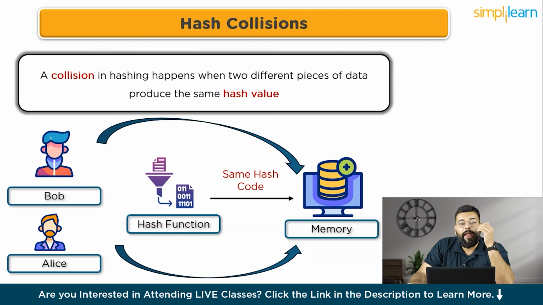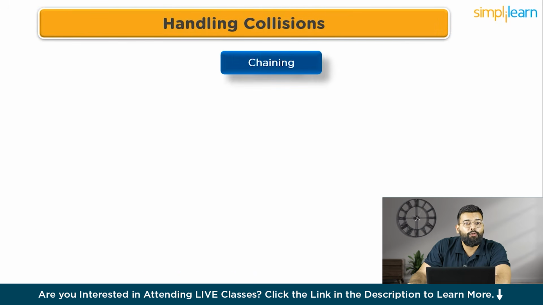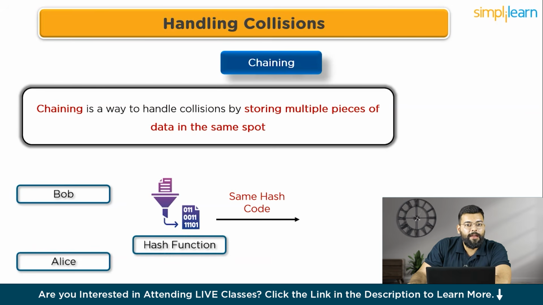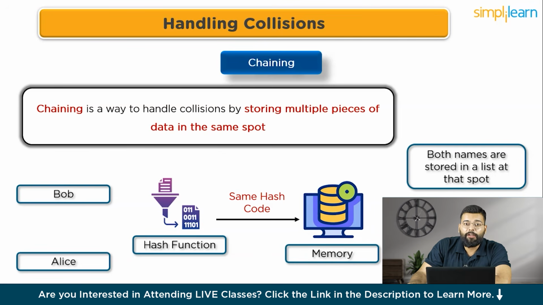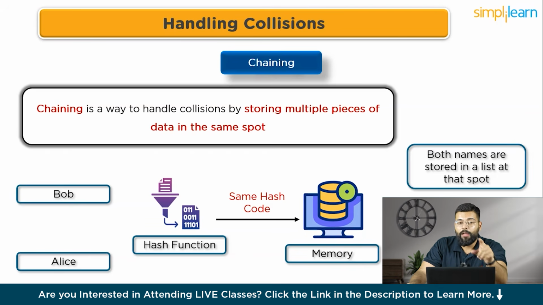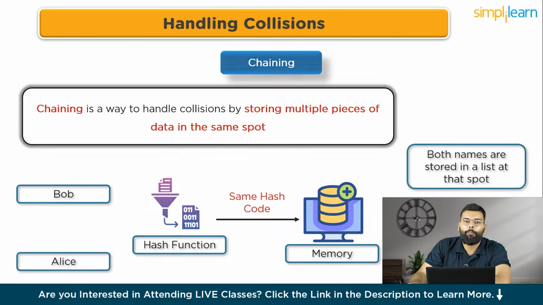Now we'll see how we can handle these collisions. The number one method to handle these collisions is chaining. Chaining is a way to handle collisions by storing multiple pieces of data in the same spot. Let's see how it works. If we have two different names that end up with the same hash code, both names are stored in a list at that spot. For example, think of a mailbox where you can put multiple letters. If two letters are supposed to go to the same mailbox, you just put both of them inside the same box.